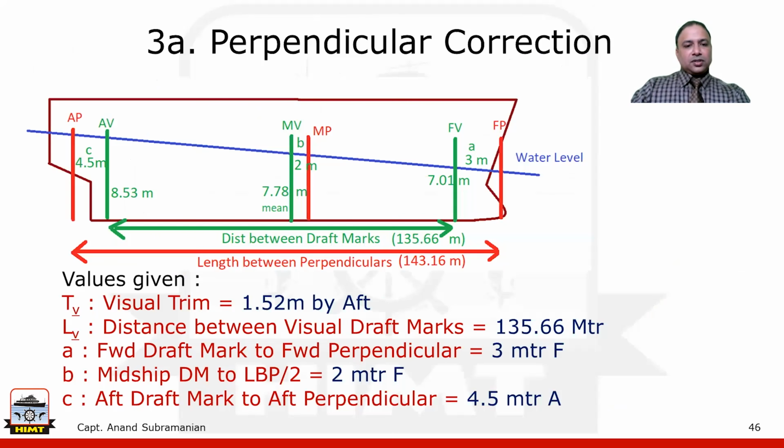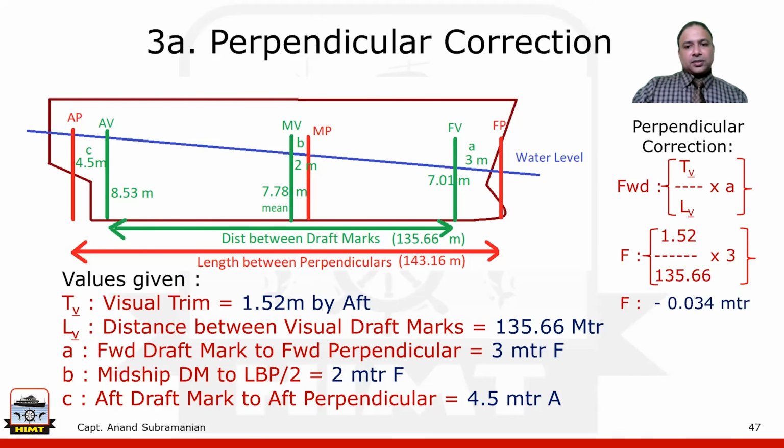The TB, that is the visual trim, is 1.52 meters aft. That is 8.53 minus 7.01, which is 1.52. LB, the distance between the visual draft marks, is 135.66. Again, how did we get this? It's the length between perpendiculars minus 3 meters minus 4.5 meters. That is basically, I want this AB to FB, and the ABC distances as we have obtained from here.